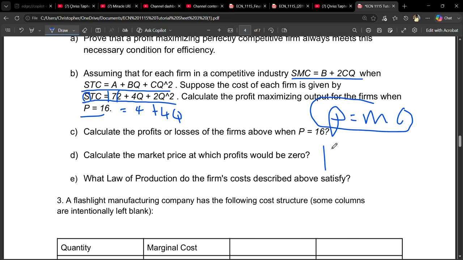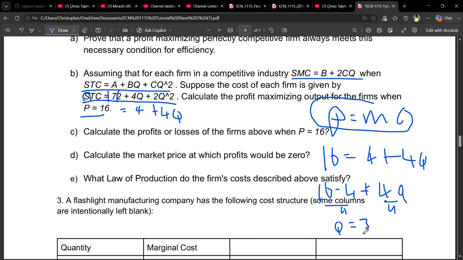So our price, 16, is equal to 4 plus 4q. We collect the like terms: 4 goes to the other side, so 12 is equal to 4q. We divide both sides by 4, and 12 divided by 4 gives us a quantity of 3. So we found our profit maximizing output.